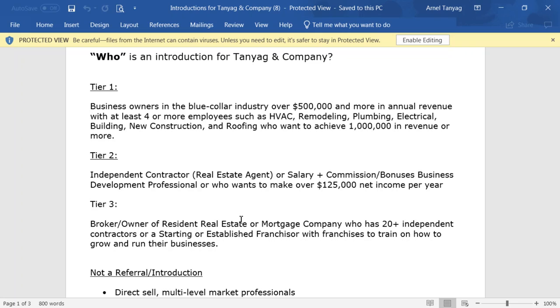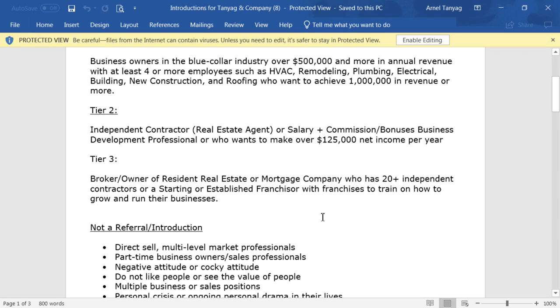Do they really want to grow a business? Do they want to make six figures? Are they a broker owner, or do they have people they have to train, supervise, or manage, where their job is to run or grow the business? That's one of the things, like in tier 3, that I like to be paid to train or speak on. Then I put in there what's not a good referral.